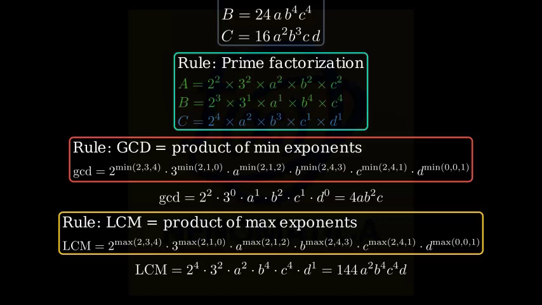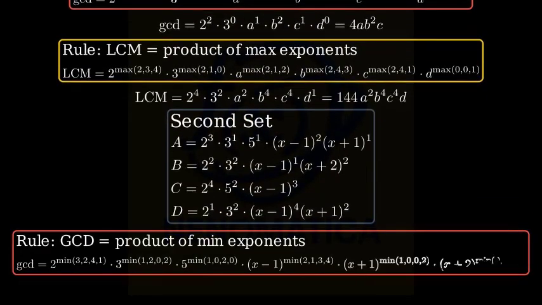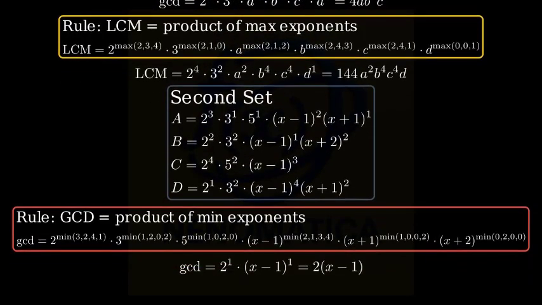Second set of expressions. This time, the expressions are already written in factored form. We will again use the min and max exponent rules. Step 5. Greatest common divisor for the second set. We take the minimum exponents among all 4 expressions for each factor. That gives 2 to the first, 3 to the 0, 5 to the 0, x minus 1 to the first, x plus 1 to the 0, and x plus 2 to the 0. So the greatest common divisor equals 2 times the factor x minus 1.